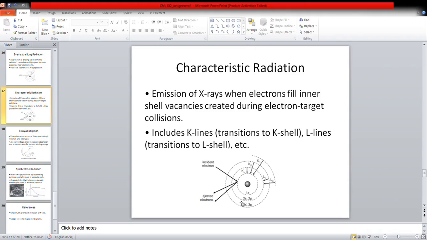We can see that K alpha takes place when an electron goes from the second shell to the first shell, K beta when it goes from the third shell to the first shell, K gamma when it goes from the fourth shell to the first shell. L alpha when it goes from the third shell to the second shell, L beta when it goes from the fourth shell to the second shell, L gamma when it goes from the fifth shell to the second shell, and so on. We can also define M and N lines like this: K lines, L lines, M lines, N lines, and so on.